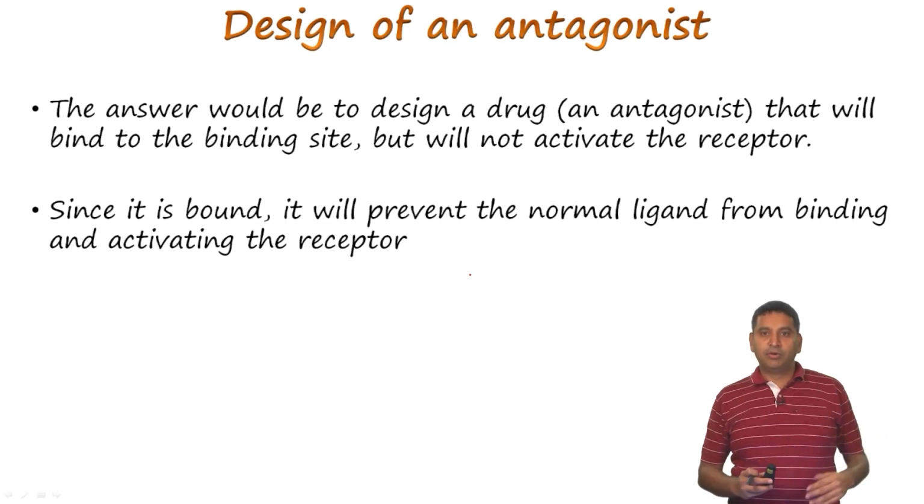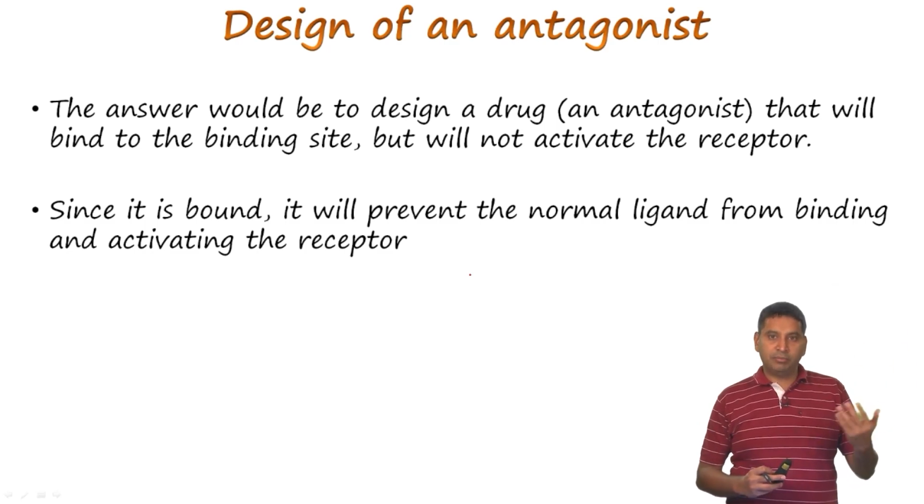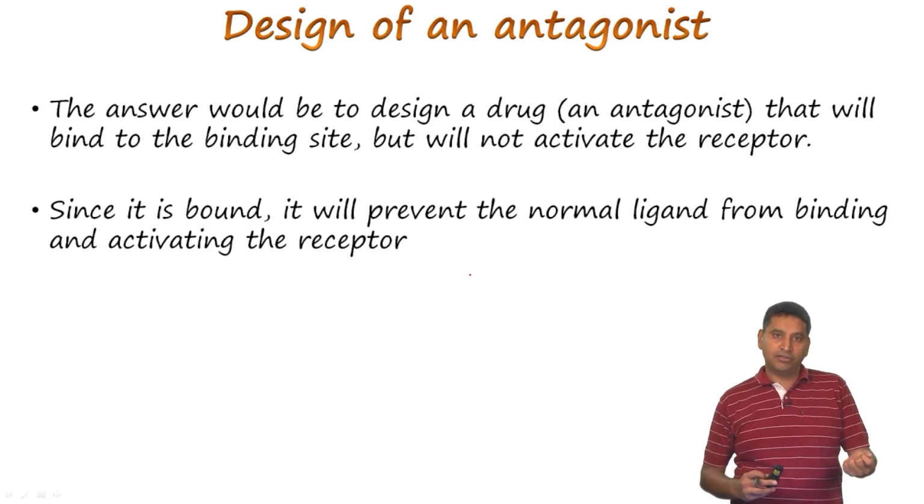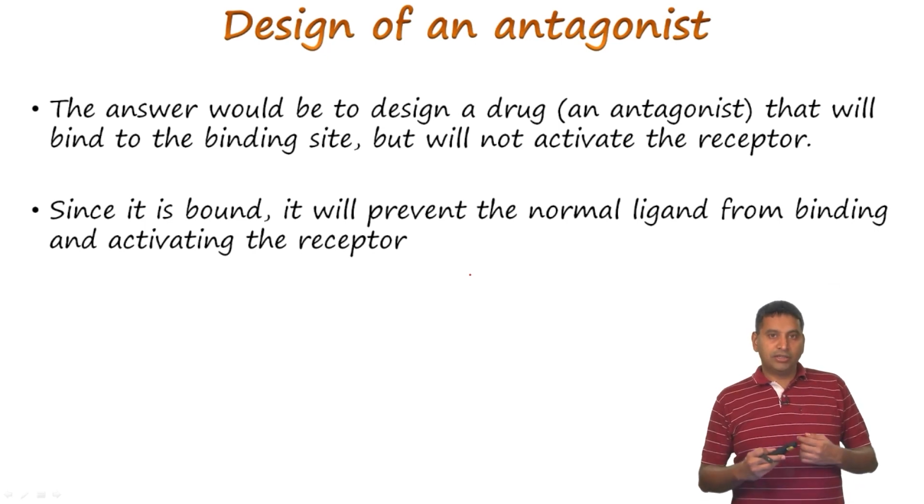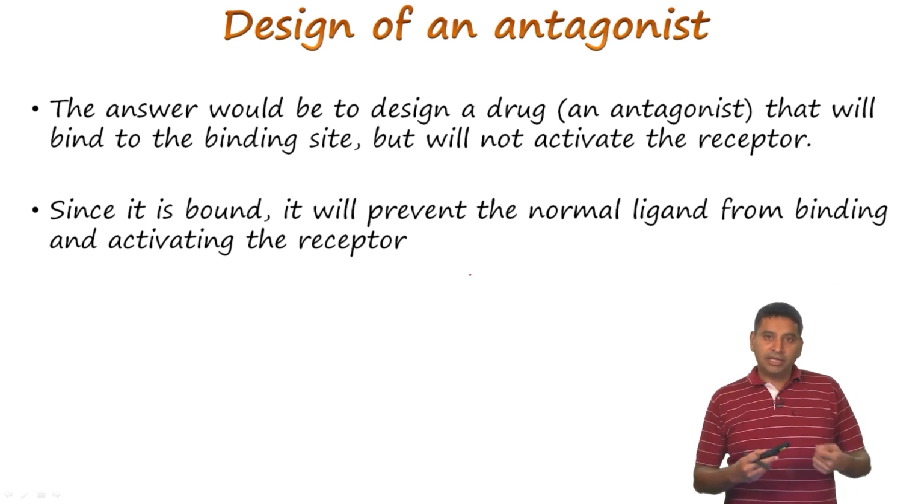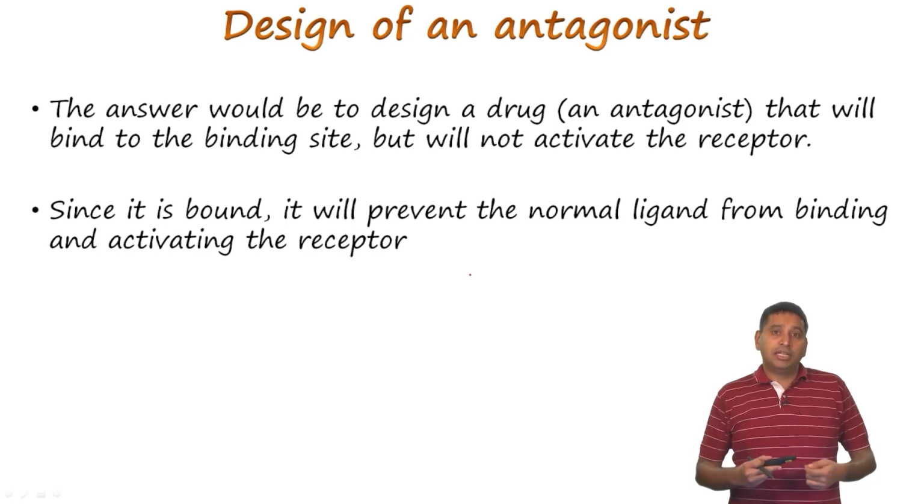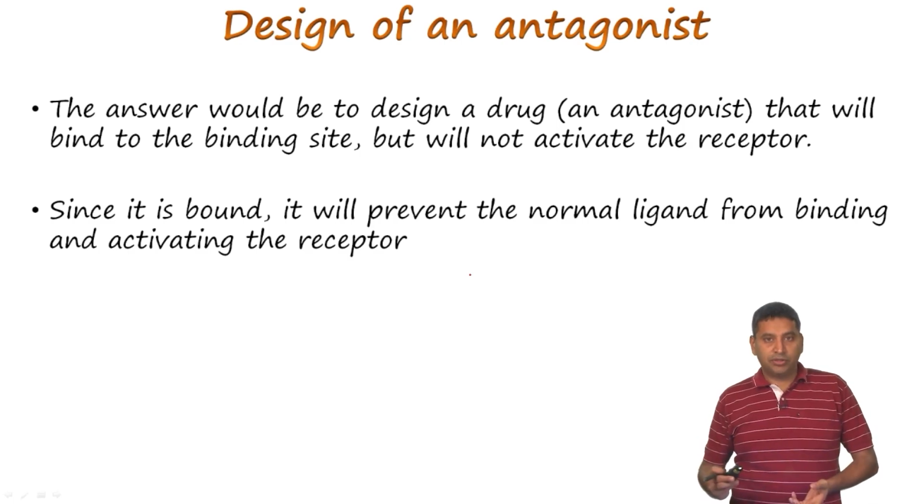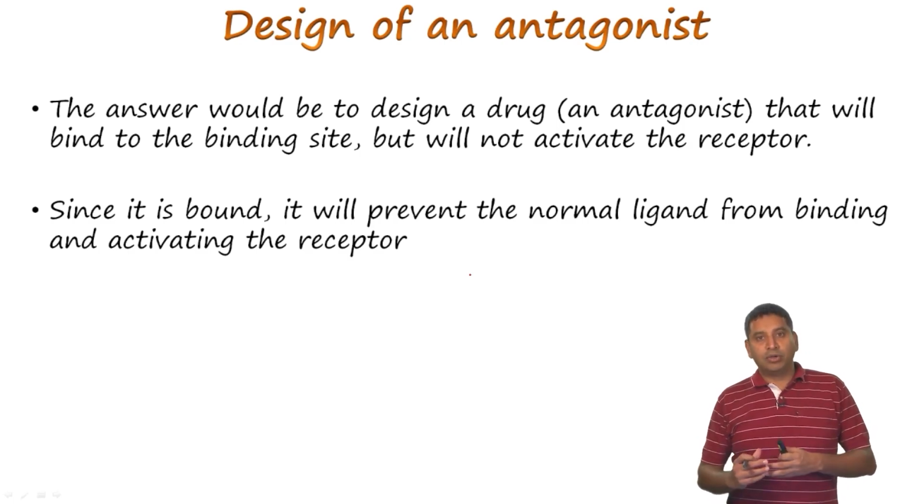So, keep in mind, we have looked at how enzyme inhibitors can be designed. For example, a competitive inhibitor will go and bind to the enzyme, but there is no turnover. Here, an antagonist will similarly bind to the receptor, but there would be no signal transmitted. So, one has to keep in mind this concept while designing an antagonist.